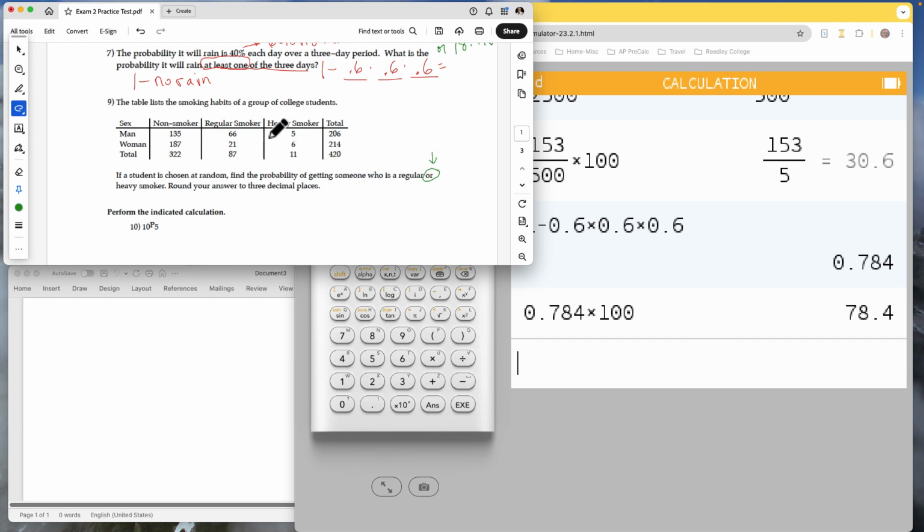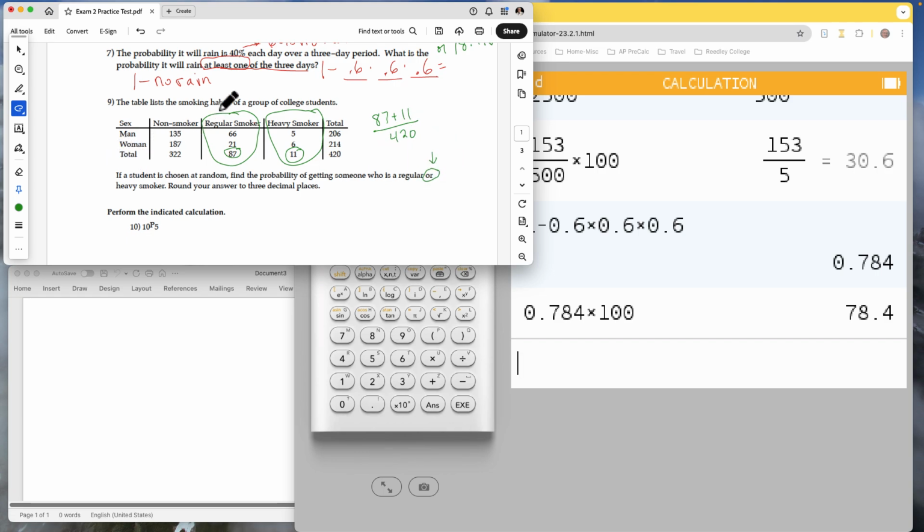Well, where are the regular smokers? They're right here. Where are the heavy smokers? They're right here. Are there any overlaps? No, there's not. So we can take the total of the regular smokers, add it to the total of the heavy smokers, nothing to subtract off, and then divide by the total. 7 plus 11 divided by 420.